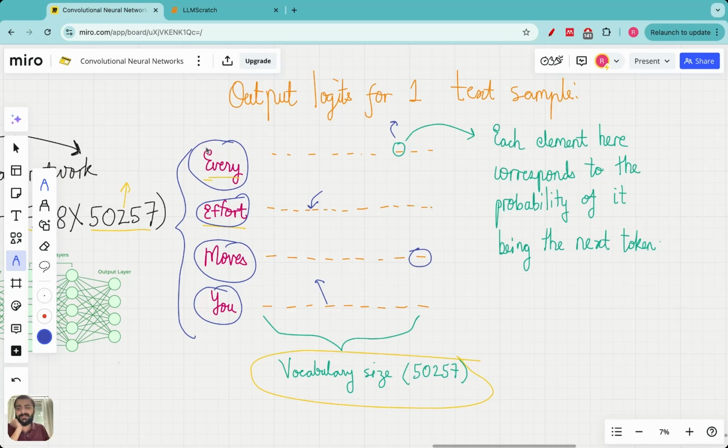The first prediction task is every is the input, then effort should be the output. Every effort is the input, moves should be the output. Every effort moves is the input, you should be the output. And only the fourth prediction task is every effort moves you, what's the output. So that's why we have these 4 rows here, because there are 4 prediction tasks. We'll see in the next class how to predict the next word from this output tensor which we have obtained.